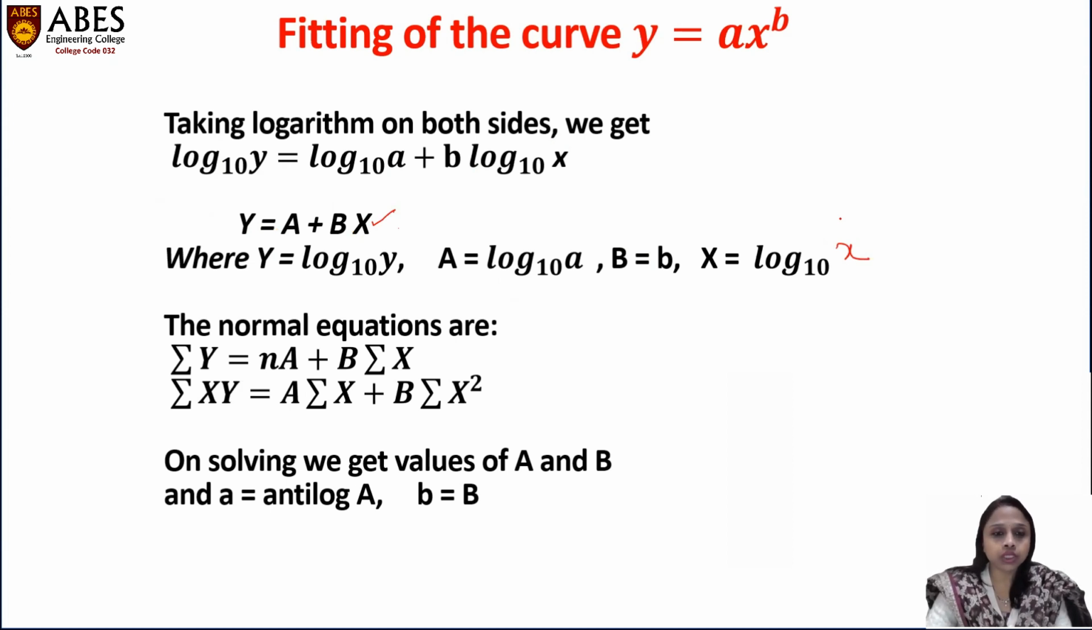As we know, the normal equations for a straight line are: summation y equals n a plus b summation x, and summation xy equals a summation x plus b summation x square. We will put the values of these summations from the given data and solve the equations to get the values of capital A and B. Then we can use capital A and B to get the values of small a and b and substitute them in the given equation.